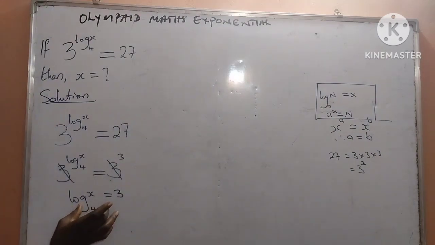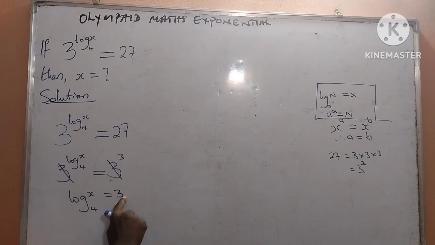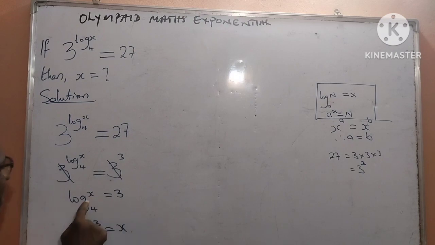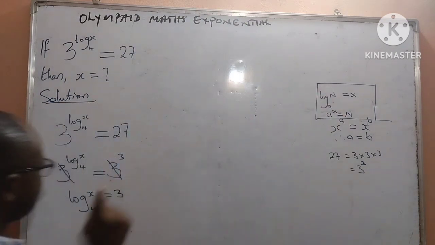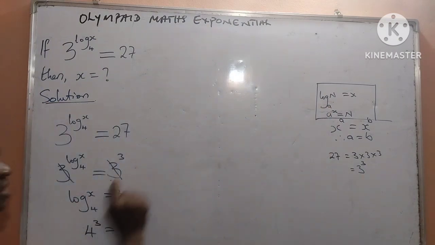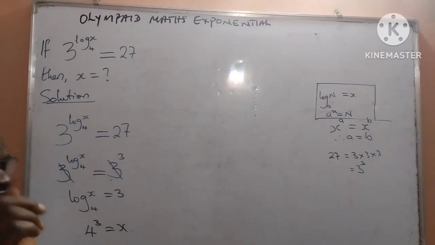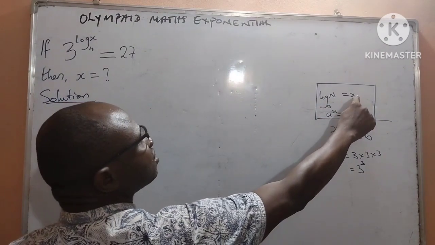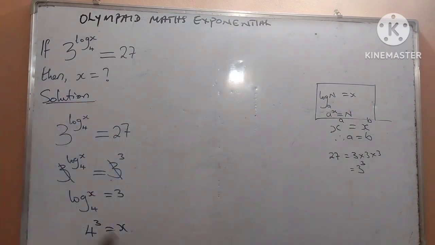So applying that definition here, it means that 4 raised to 3 should be equal to x. I write 4 raised to 3 is equal to x. See it here: my x is n, my 4 here is the base a, and this 3 stands for x. Therefore, a raised to x is equal to n. 4 raised to 3 is equal to x.